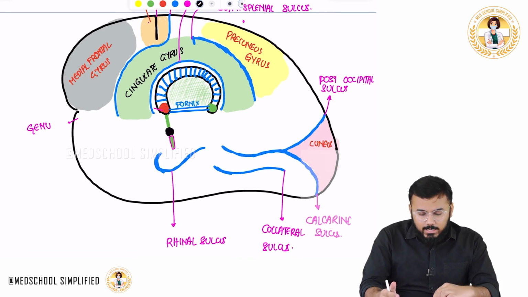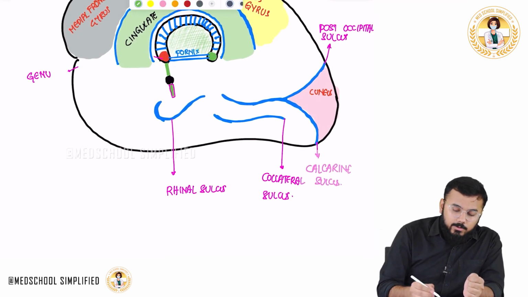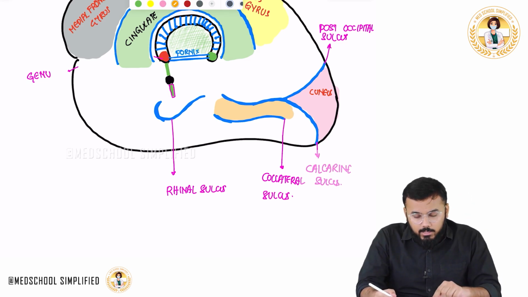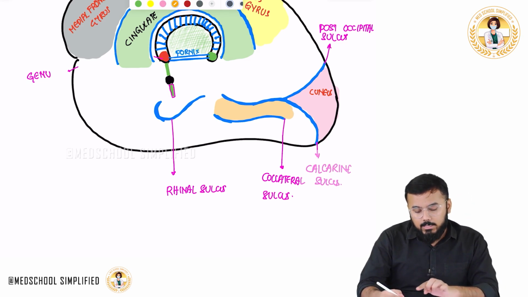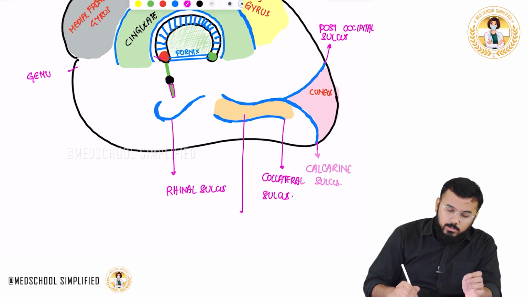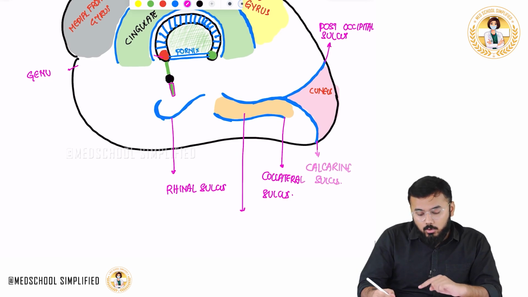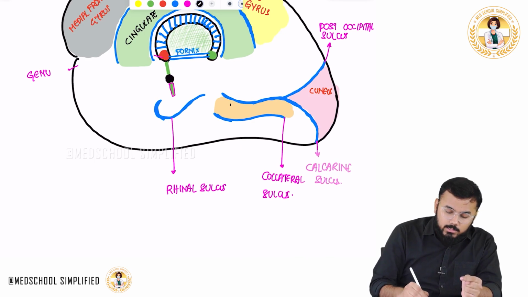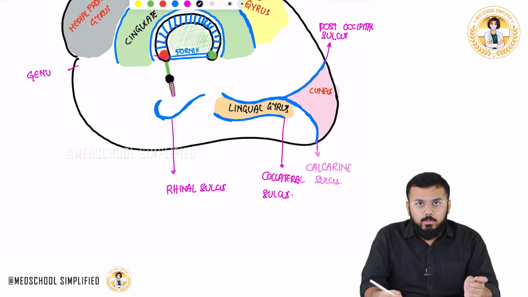And there are also other gyruses. For example, you see this gyrus that is located in the collateral region. This gyrus is in the form of a tongue, right? This gyrus, which is in the form of a tongue, is located between the calcarine sulcus and collateral sulcus. You call this particular gyrus, not collateral gyrus, but lingual gyrus.